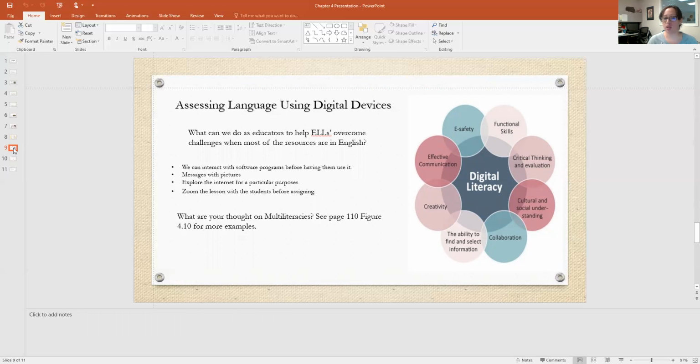What can we do as educators to help ELL students overcome challenges when most of the resources are in English? So then this just means that we have to go that extra mile and think about, okay, so maybe I can Zoom with them and have them all ask questions. Tell the students, okay, we're going to be Zooming, so if you have any questions, please come ready with some questions. We can also find software that will be easy for them to use.